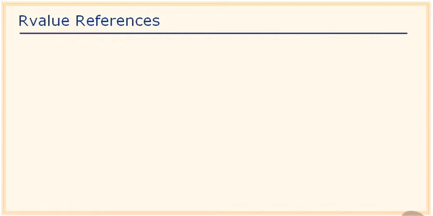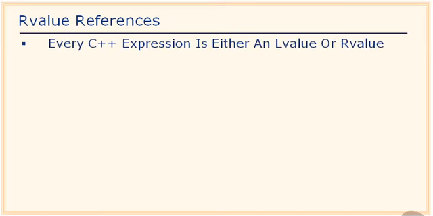R value references are kind of the more confusing of the R value and L value reference relationship. I've already mentioned in a separate video where we talked about what references are that there are two kinds of references in C++: L value and R value. I talked about L value in a separate video cleverly entitled L value references. So now let's turn our attention to R value. I already mentioned this, every C++ expression is either L value or R value.